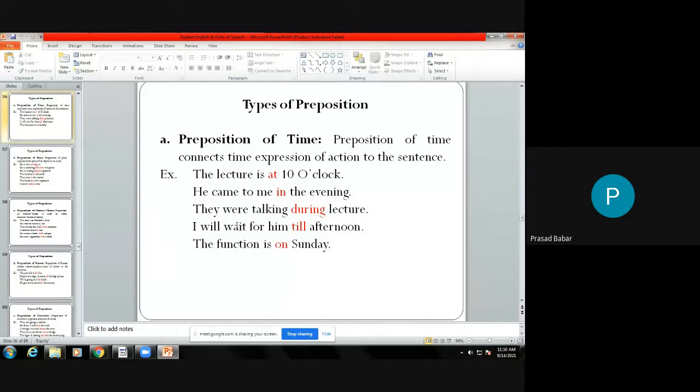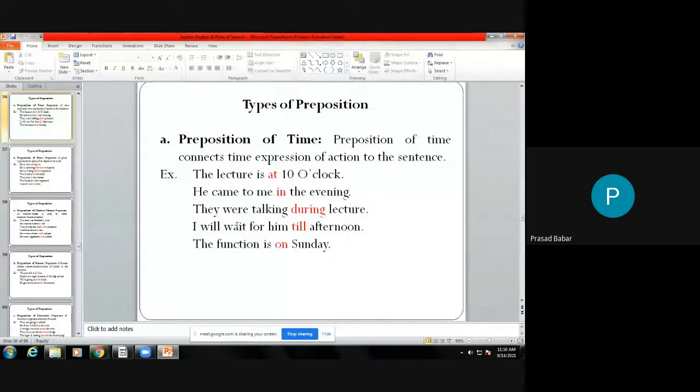The next example, see the next example. The function is on Sunday. At what time is the function? It is on Sunday. That is why on here works as a preposition of time.